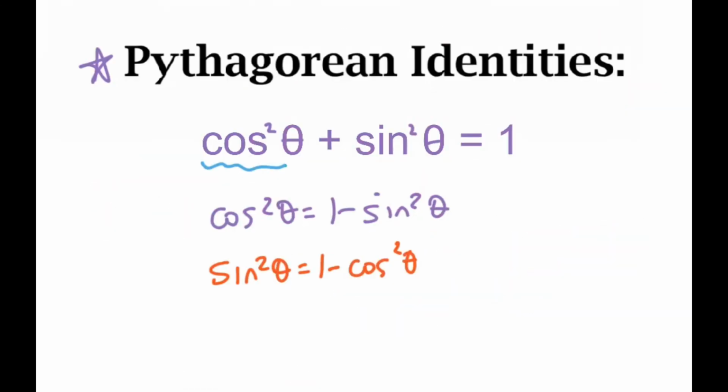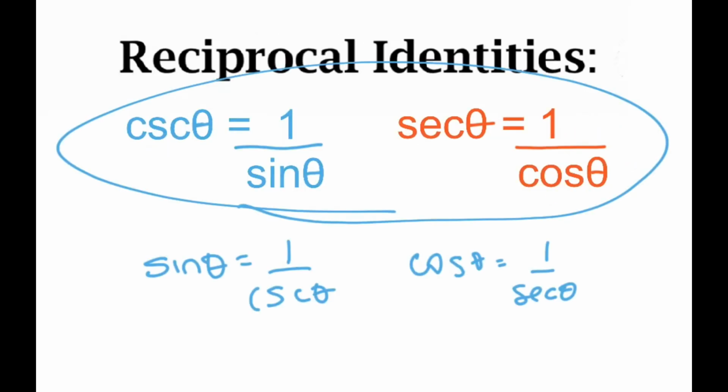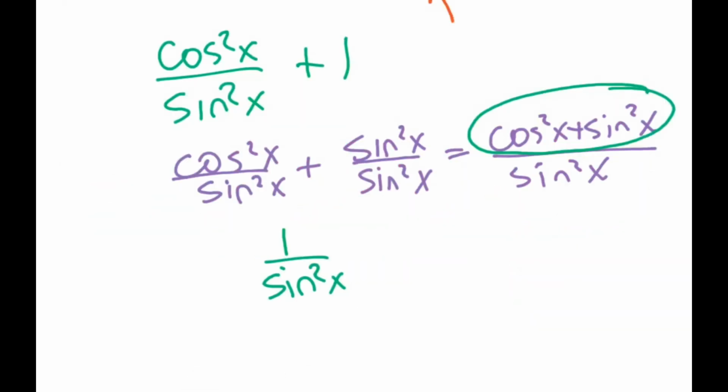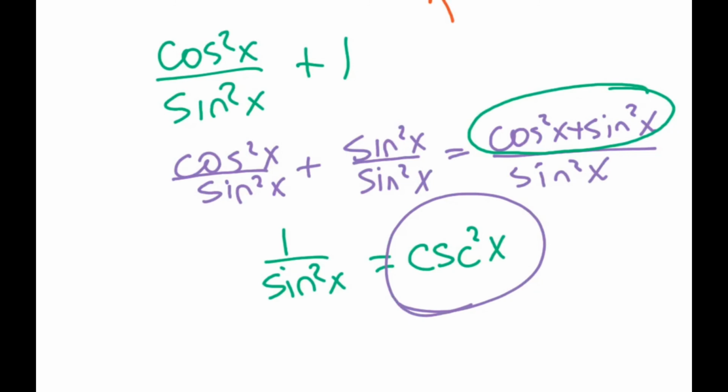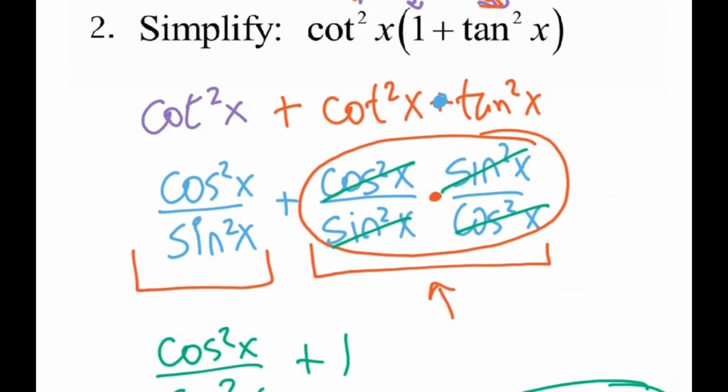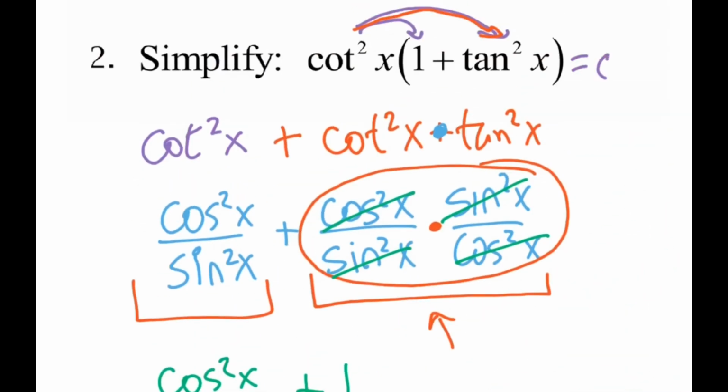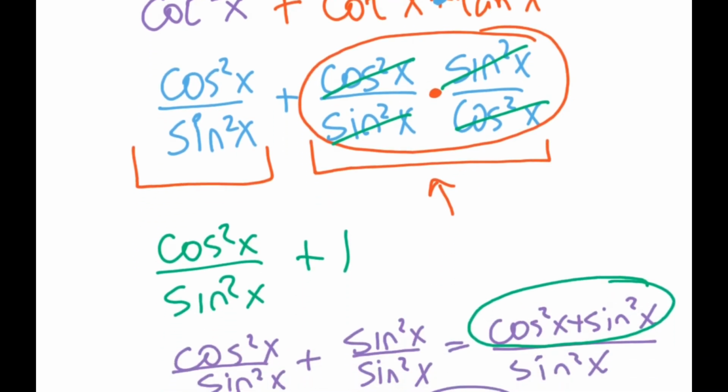Now go back and look at these reciprocal identities that we had. Okay, so what do we know about 1 over sine squared? It's going to be cosecant squared. And so you just go back to these things that we already learned. And so this is going to be cosecant squared x. And this is the simplified version of that. So cosecant squared x is what this is equal to.